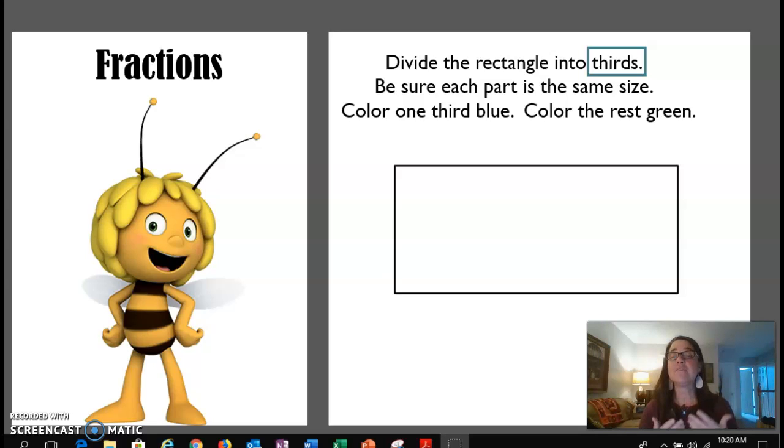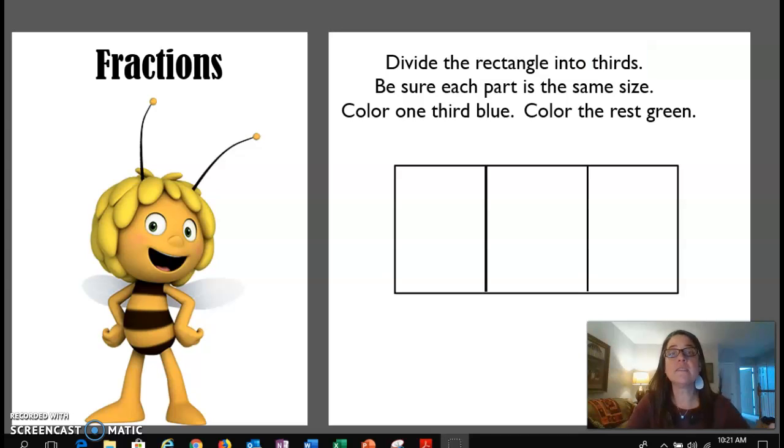So this says divide the rectangle into thirds. Be sure each part is the same size. Color 1/3 blue, color the rest green. Boys and girls, when we are representing a fraction, so we're working backwards, one of the most important things to recognize is that all of the pieces need to be the same size. When we are looking at fractions or parts of a number, your shape should always have equal pieces.